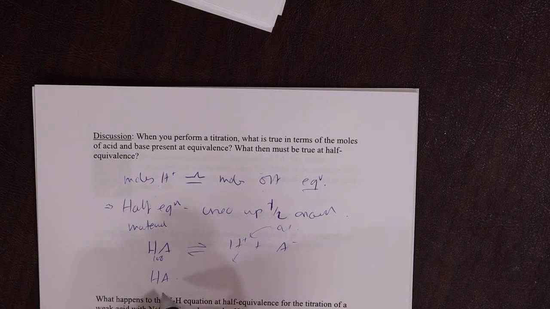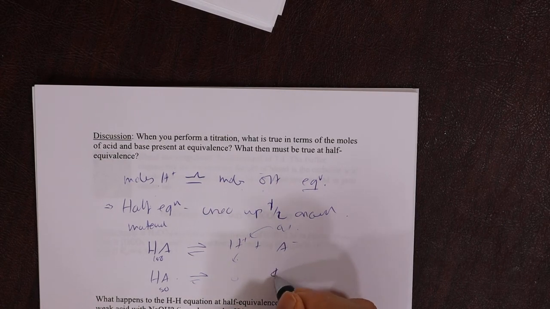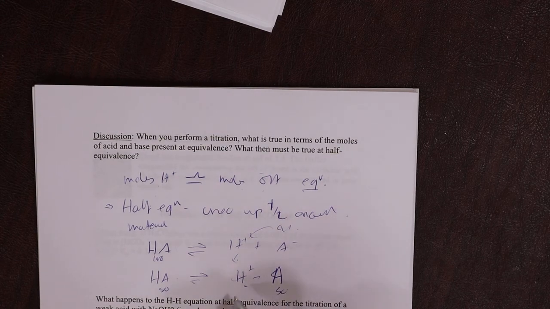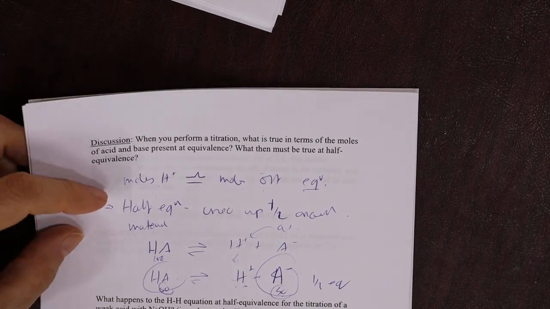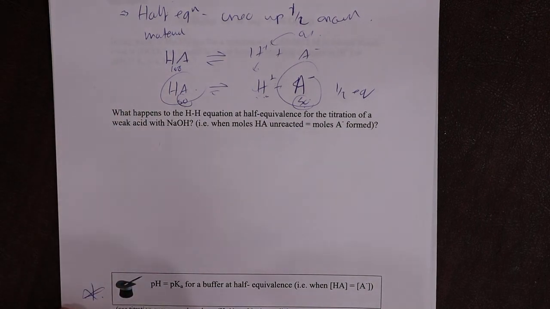initially you got 100 here. You do it until you move 50 over, and you got 0 of these still, but still in equilibrium, of course. You now got 50 of those. These keep continually being removed, right? So 50 and 50, equal amounts, half equivalence. Bottom line is equal amounts of A minus and HA. So you got equal amounts of A minus and HA after you've added half enough titrant to get rid of half of the amount of stuff you're titrating.